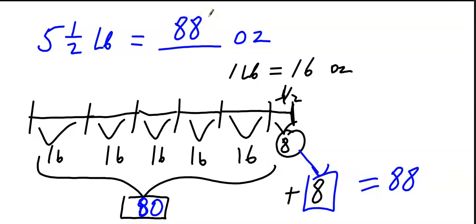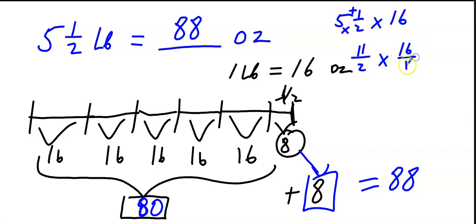Now we could have also done this like this. 5 1/2 multiplied by 16. So this changes to an improper fraction. 2 times 5 is 10, plus 1 is 11 over 2 multiplied by 16 over 1. You could have cross-reduced at this point. 16 and 2 are divisible by 2. You get 8. And if you divide this by 2, you get 1. And so then you do 11 times 8, which is 88. And 1 times 1 is 1. 88 divided by 1 still gives us the correct answer of 88 ounces.